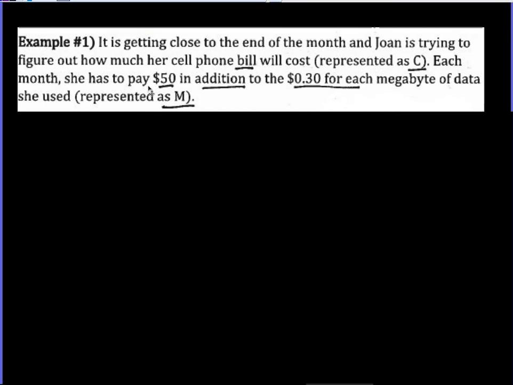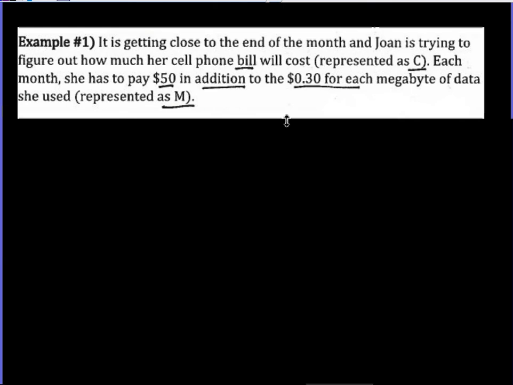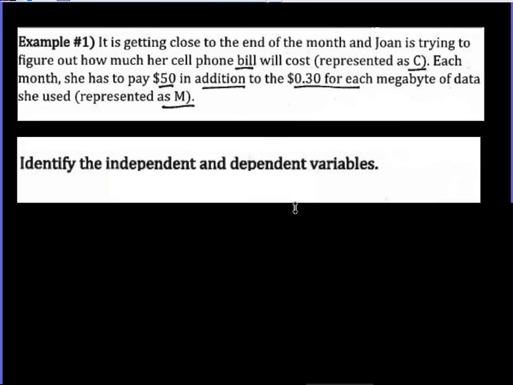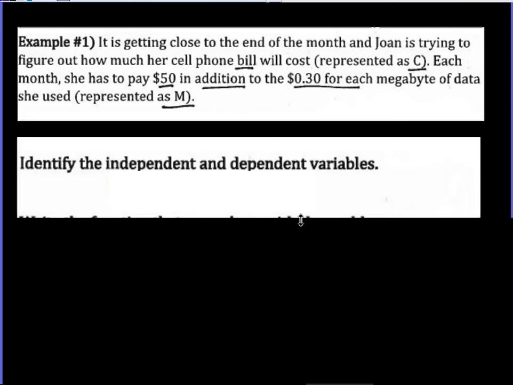I need to use $50 in addition to, so I know I'm going to be adding. And then it says 30 cents for each. So when it says for each, it's going to be multiplying. And I'm going to be multiplying by m. And so now as you're doing this, you think, okay, I can formulate, or put together, this function. So step by step, let's do this.